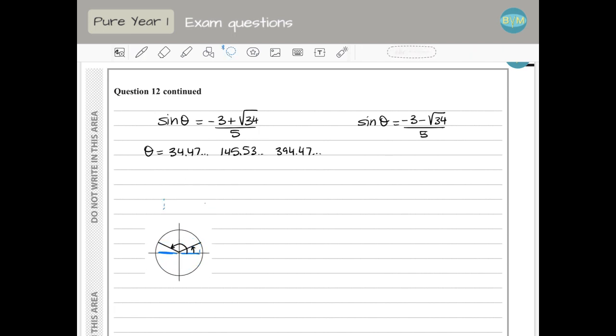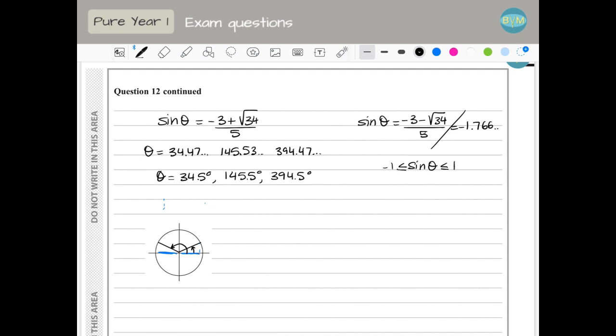I'm going to just round to one decimal place. So theta is going to be 34.5 degrees, 145.5 degrees, 394.5 degrees. And this other value is minus 1.76, and it's not giving me any solutions because sine theta must be between minus 1 and 1. So my only solutions are these three.